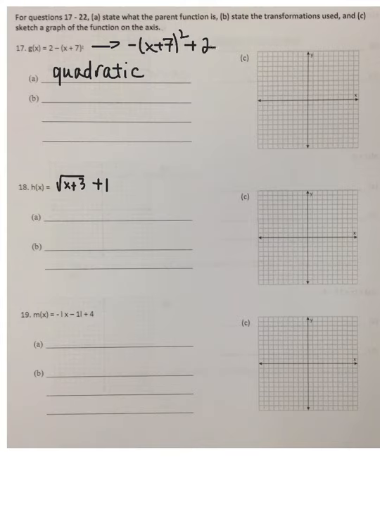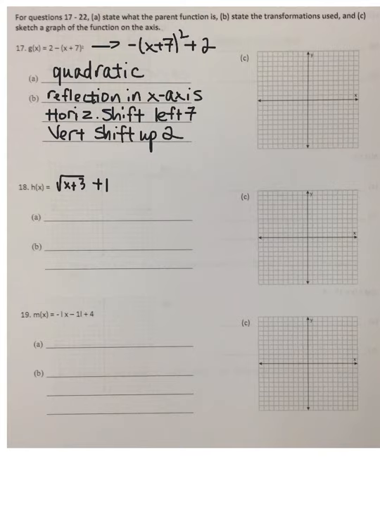Okay, so then if I look here, I see that I have a reflection in the x-axis. I have a horizontal shift to the left 7, and then I have a vertical shift up 2. So then just like that, reflection in the x-axis because of that negative, horizontal shift left 7 units because of the positive 7 being inside the parentheses, vertical shift up 2 because the number on the outside is a positive 2.